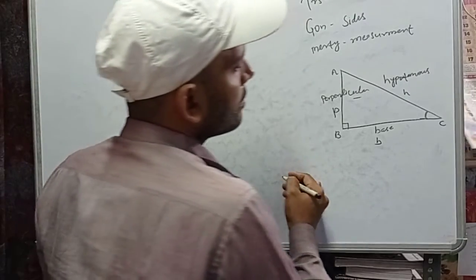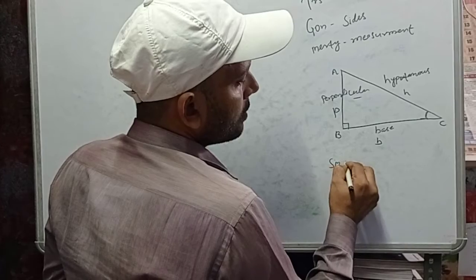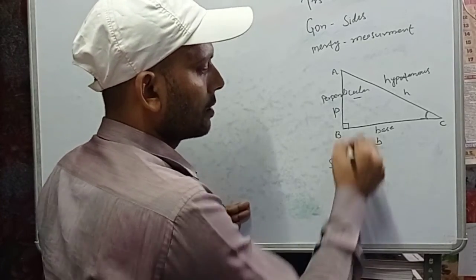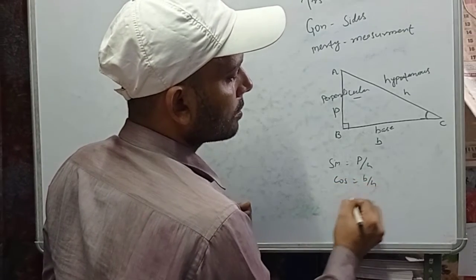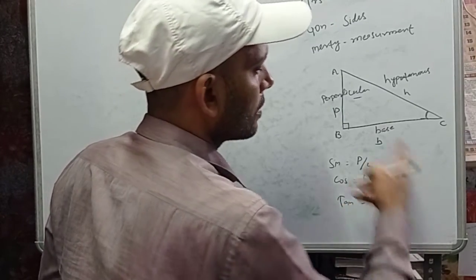Then sine is equal to P by H. Cos is equal to B upon H. Tan is equal to P upon B.